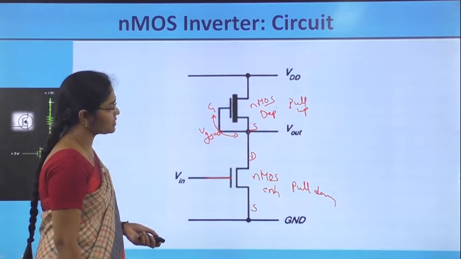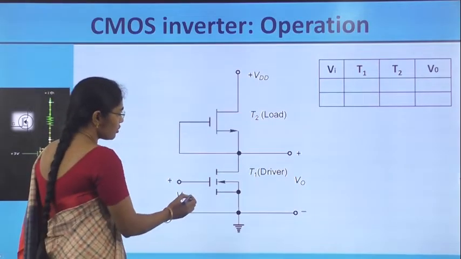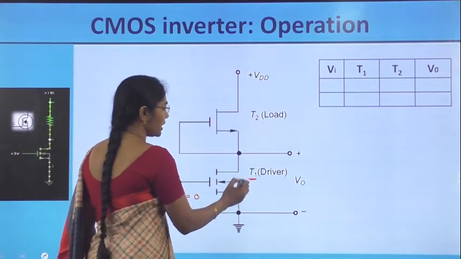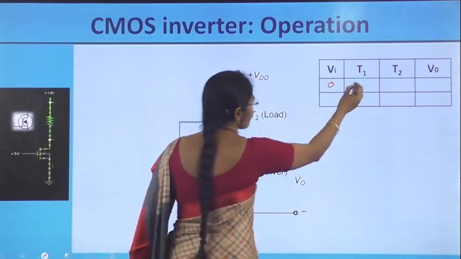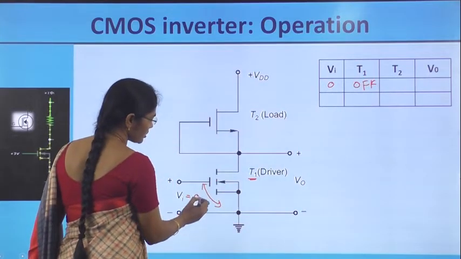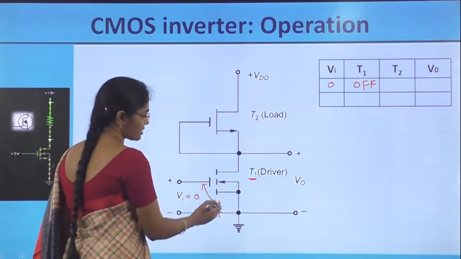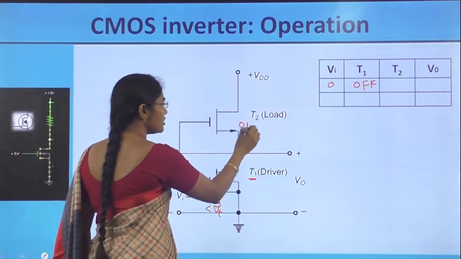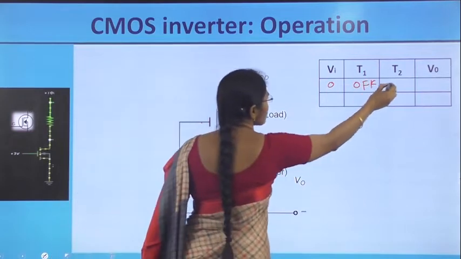Let's check its operation by applying input 0 and input 1. So when Vin is equal to 0, what will happen? The T1 nMOS transistor: when Vin is equal to 0, T1 transistor is off, since VGS is equal to 0, which is less than VT of this enhancement transistor. And T2 is depletion mode and it is always on since VGS is 0. So T2 is always on.